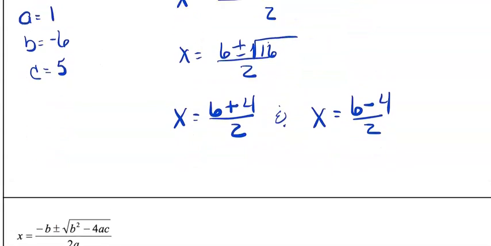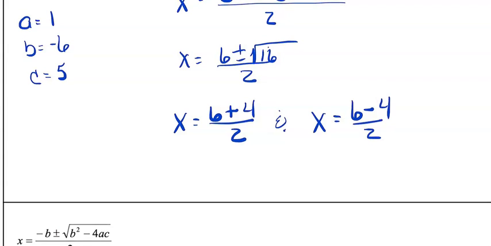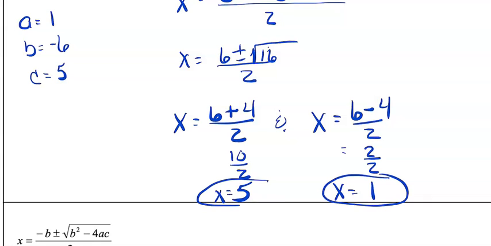And then I'm going to simplify each one of those. 6 plus 4 is 10, so that would be 10 over 2. And what is 10 over 2? Well, 10 over 2 is 5. So one solution is x equals 5. In my next, I have 6 subtract 4, which is 2, and I have 2 over 2. What's 2 divided by 2? Well, my second solution is x equals 1. So the two solutions I have are x equals 5 and x equals 1. So take your time when you're working through each one of these.